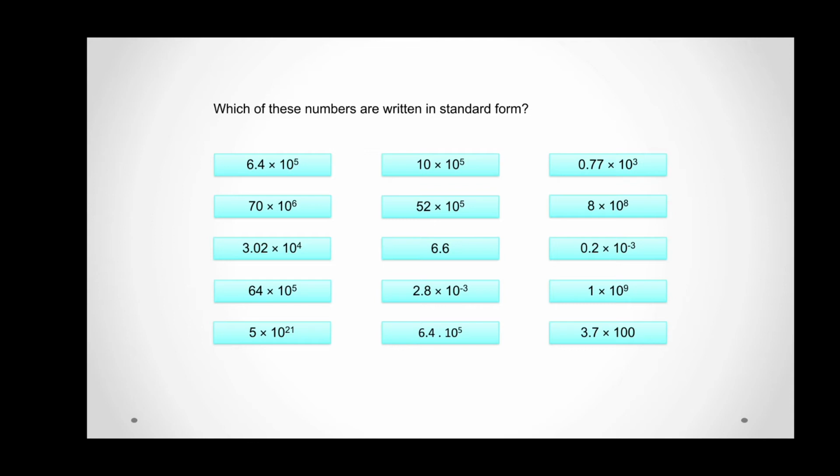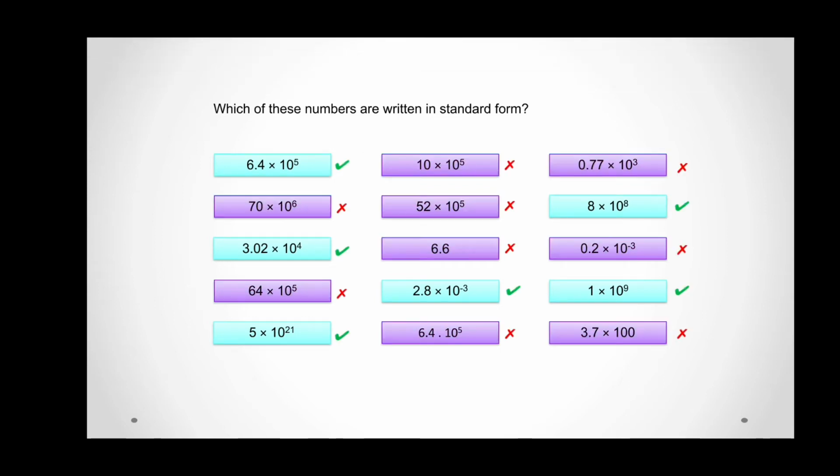Okay, the set of numbers are there here. So which ones are the standard forms? So you can see the first one is okay, this is 6.4 into 10 to the power 5, standard form. Second one, why that is not a standard form? Because 70 into 10 to the power 6, 70 is not in between 1 and 10, so that is not standard form. That should be 7.0 into 10 to the power 7.